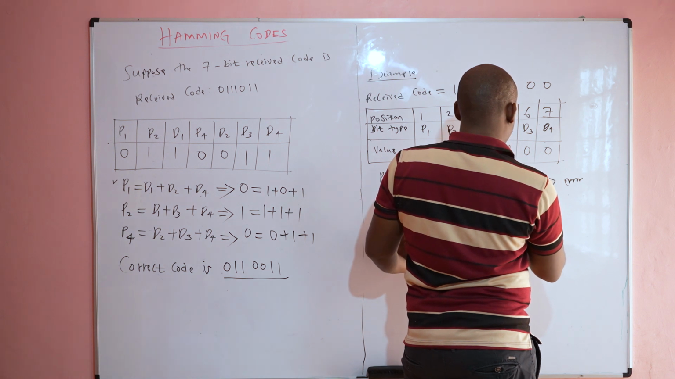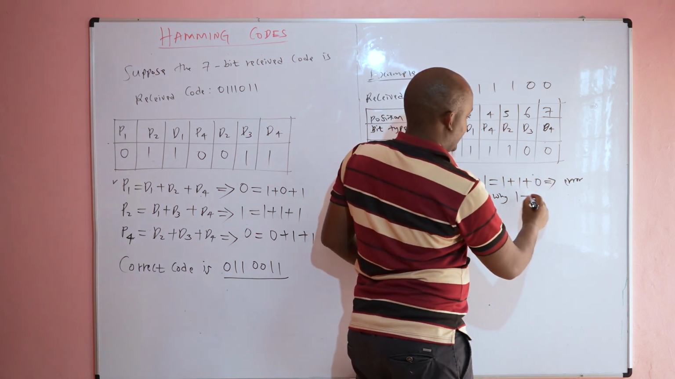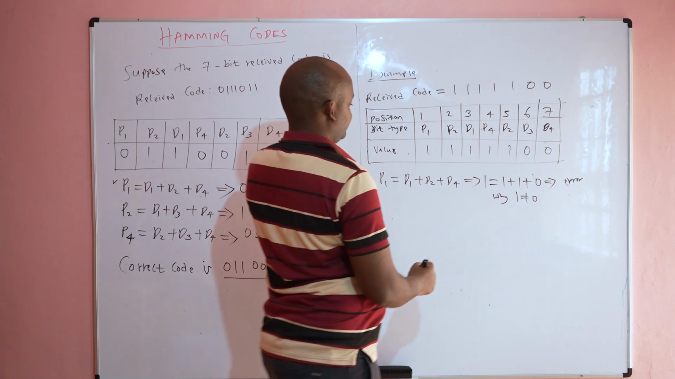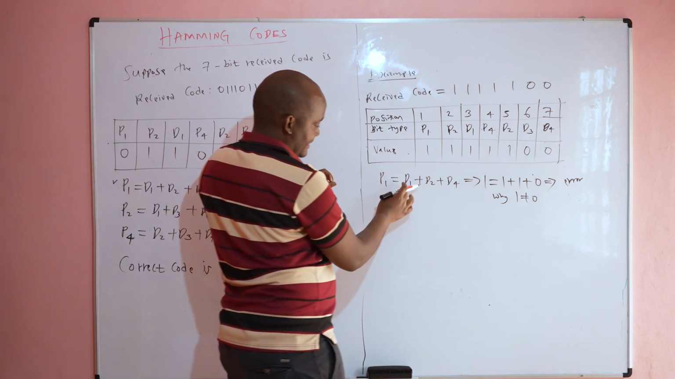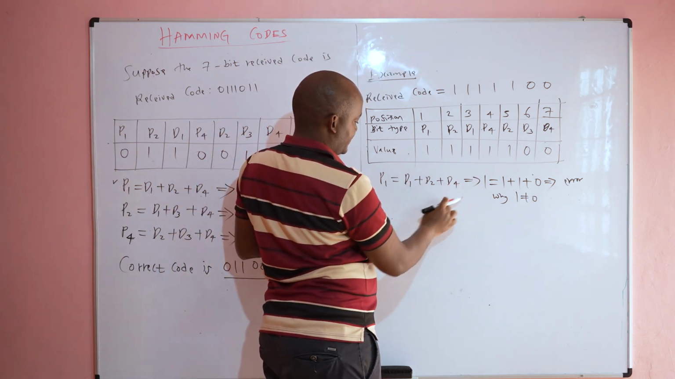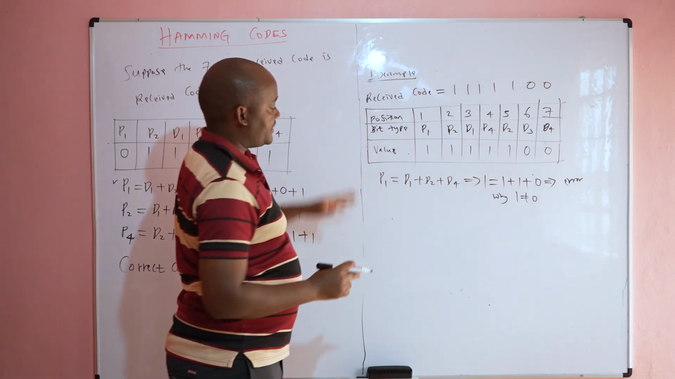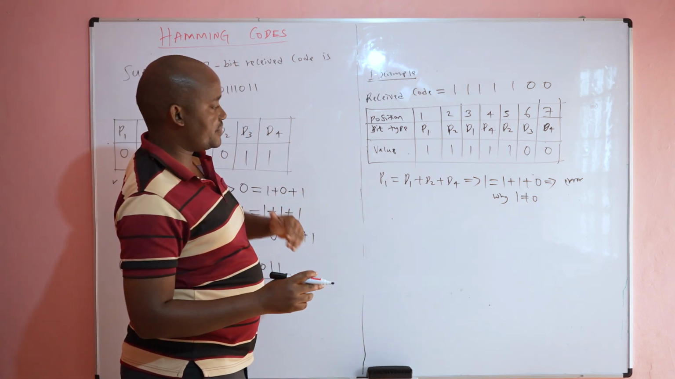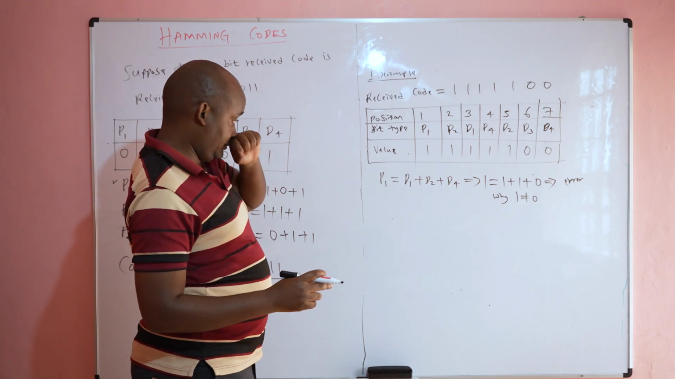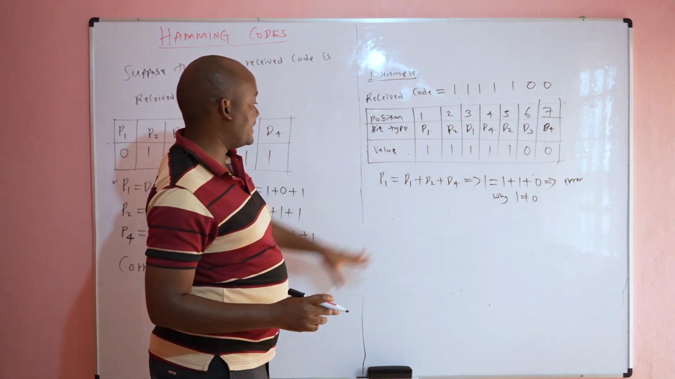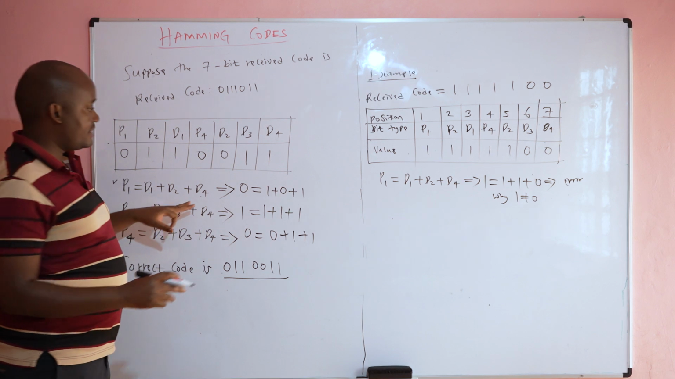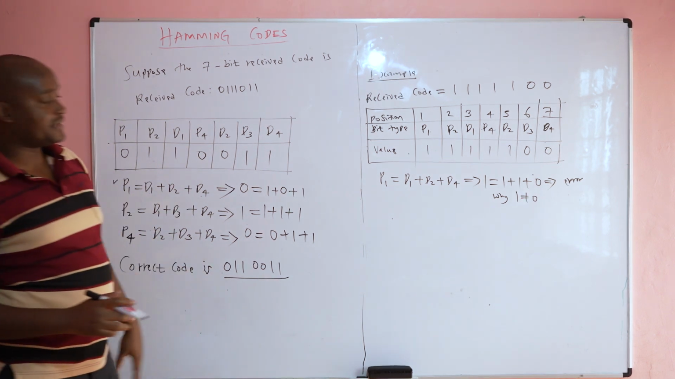Why? This is because 1 is not equal to 0. So meaning that either the error is in D1, D2, D4, or P1. But we need to check the others so that we'll be able to eliminate some of the cases. Out of these combinations, because we are adding these values, we realize that there are those that are exempted.